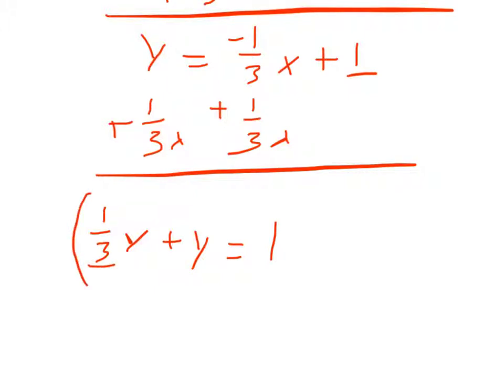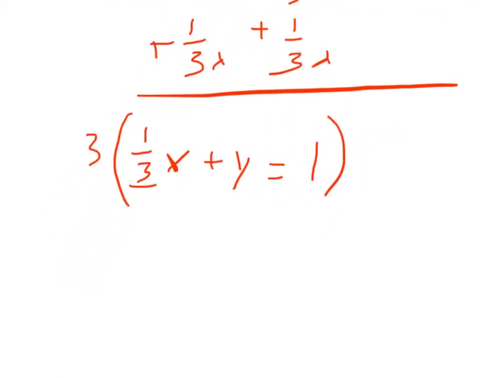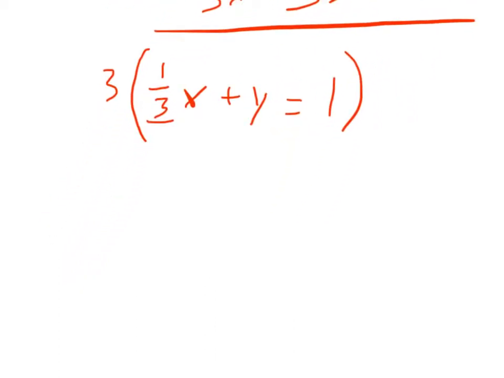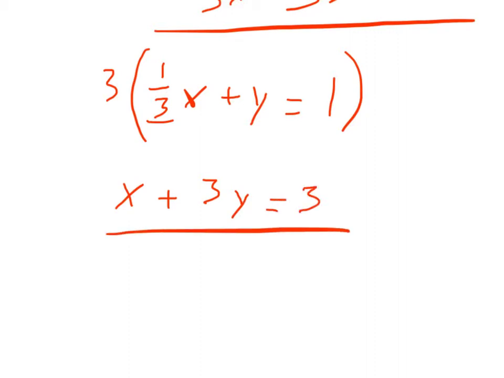So to get rid of that fraction, we're going to multiply the entire equation by 3. And then, so that's going to give us 1x, or just x, plus 3y equals 3. And there's our final equation in clean standard form.